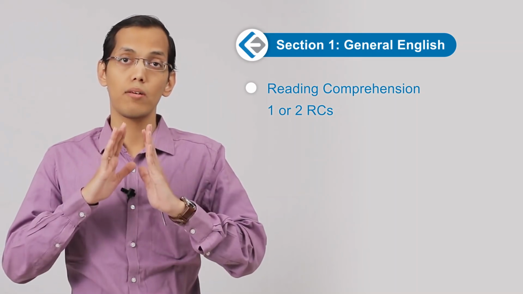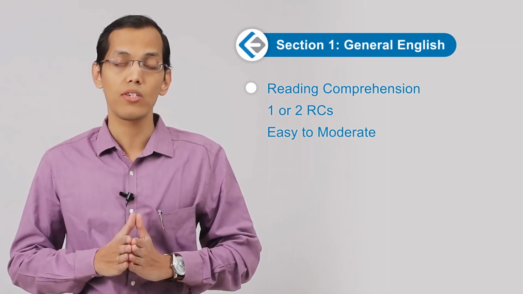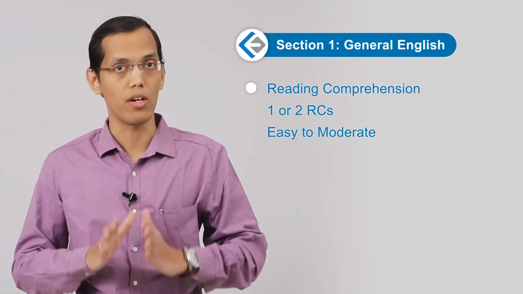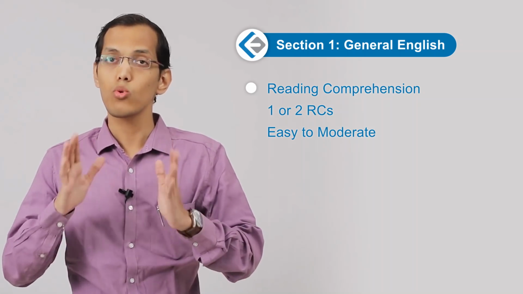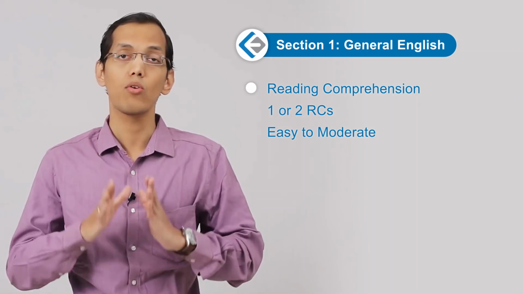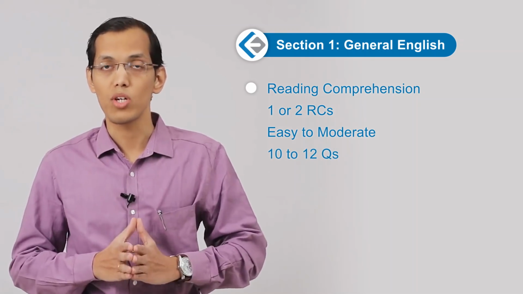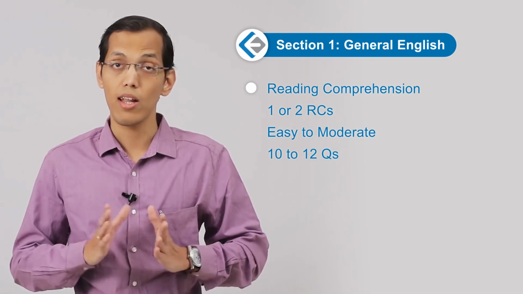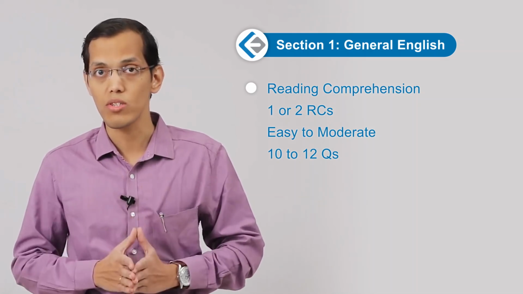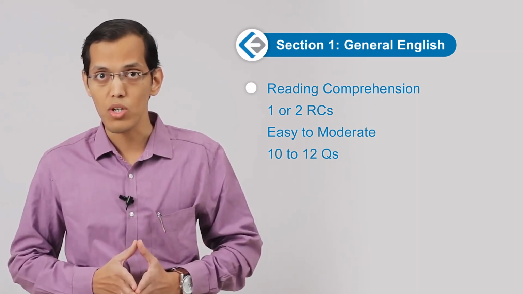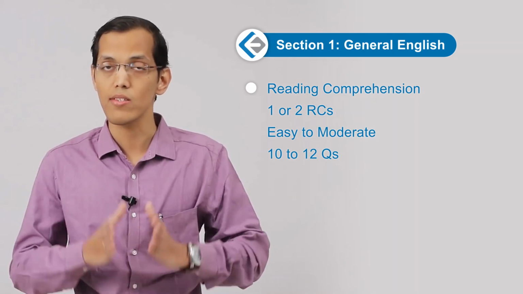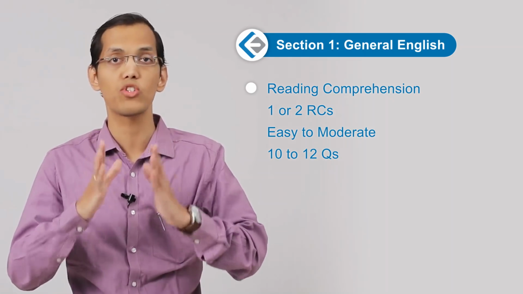This would be easy to moderate reading comprehensions which require a decent practice only. 1 to 2 reading comprehensions may have up to 10 to 12 questions together. Last year we had 2 RCs with 12 questions. With this year, with just 35 questions, we may have a little lesser number of RCs. Let's wait and watch, although the preparation doesn't change.